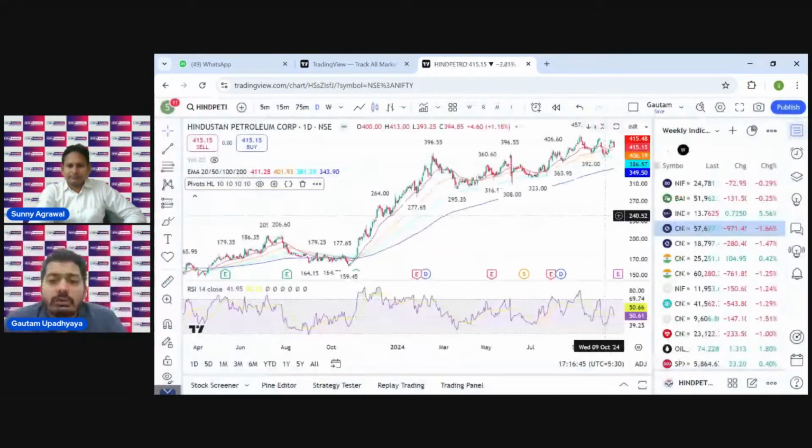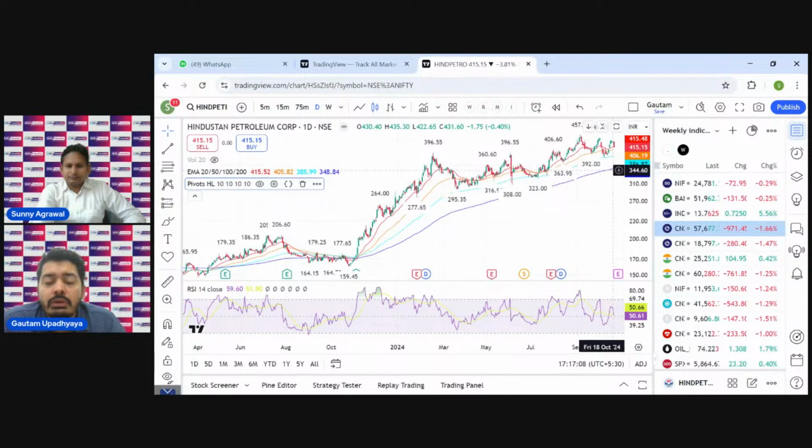So if you see HPCL, it's trading relatively well. It's trading closer towards its recent highs. 457 was its recent high, and currently the stock is trading at 415 levels. The longer-term or the medium-term trajectory continues to remain positive.